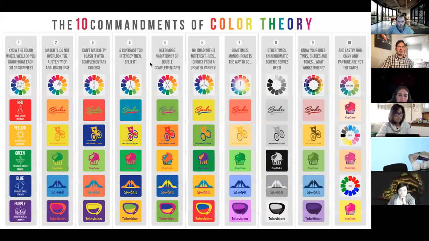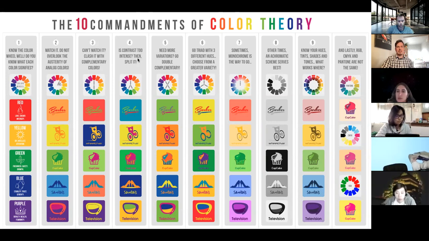Okay, so 10 commandments of color theory. One is just know the color wheel very well. Do you know what each color signifies? And these are some lists, like, red is sort of energy, intensity, whereas green might be more freshness, safety. So try to use a color scheme that fits the mission of your particular company. Try to make sure that your colors match each other. So use a complementary or matching color scheme.